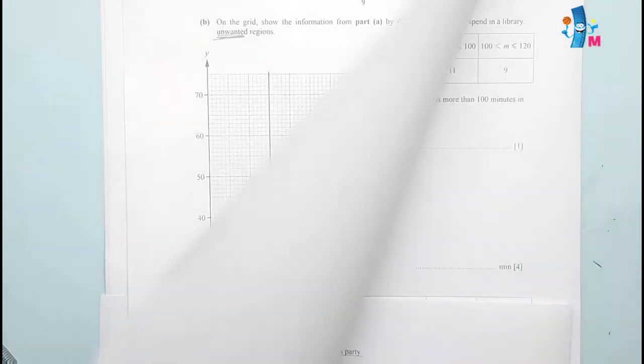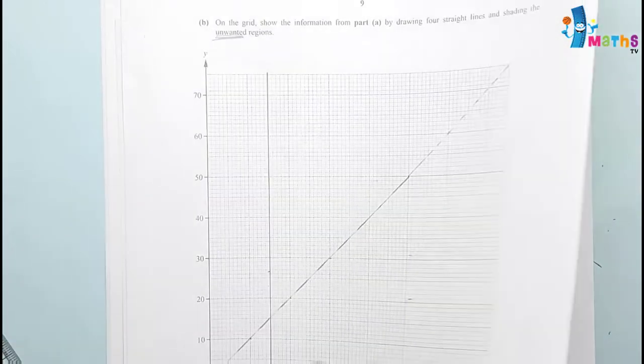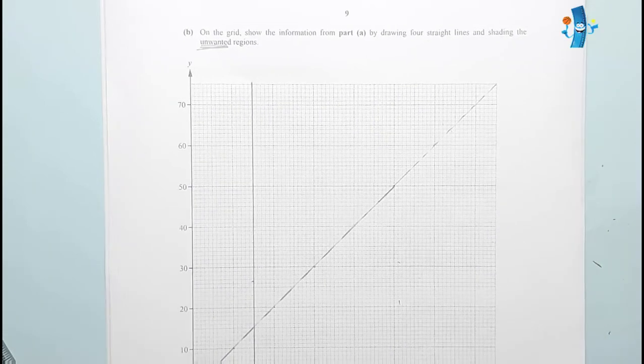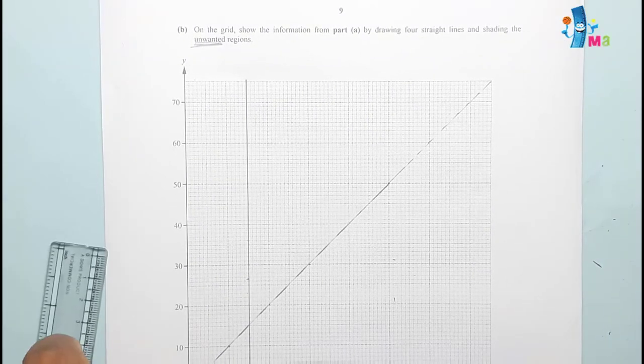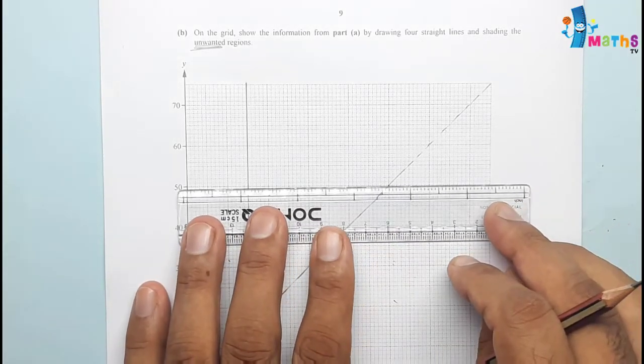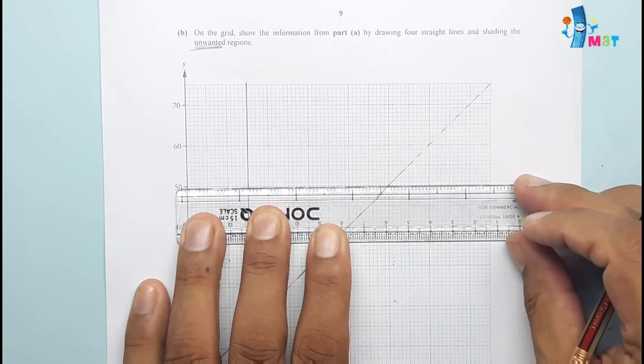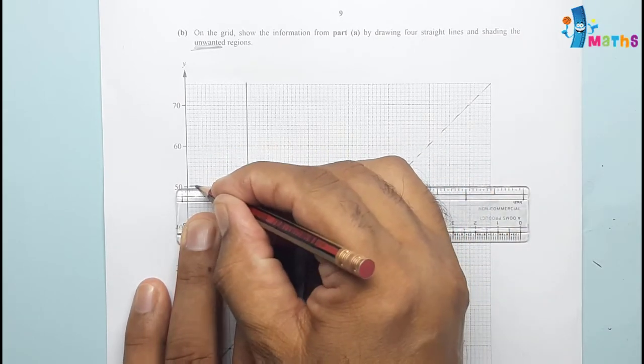And the third inequality is what? The third inequality is Y is less than 50. So Y is less than 50 means a broken line, and 50 is this one. So we will be drawing a broken line over here.